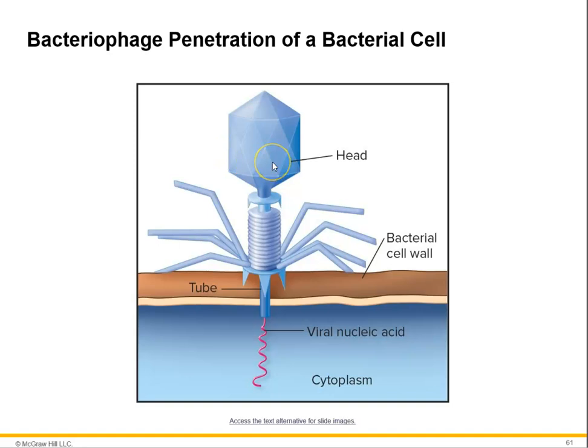All right, here's just a closer look at the penetration step. You can see the bacteriophage here. Here's the head. This normally is where the nucleic acid is. And here you can see it's penetrating. It's in the penetration step. So it's squirting its nucleic acid out of the bacteriophage and into the cell itself.